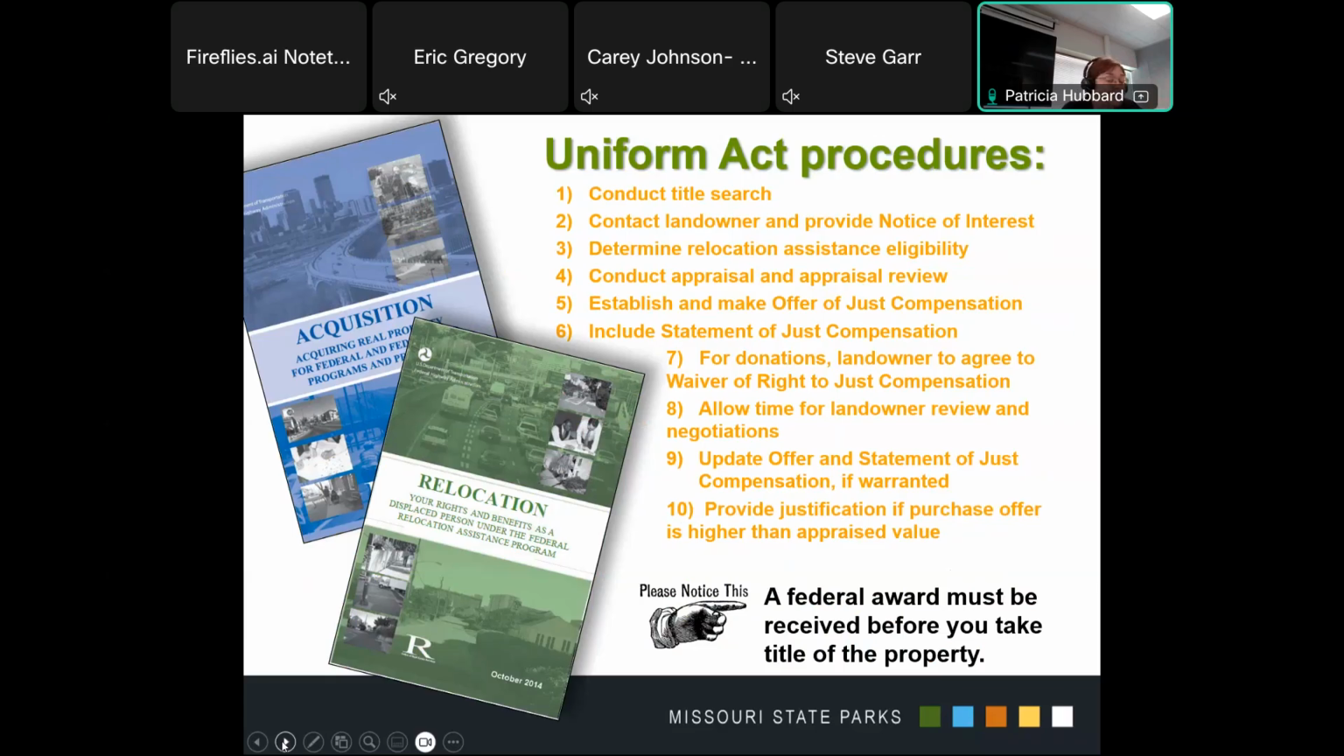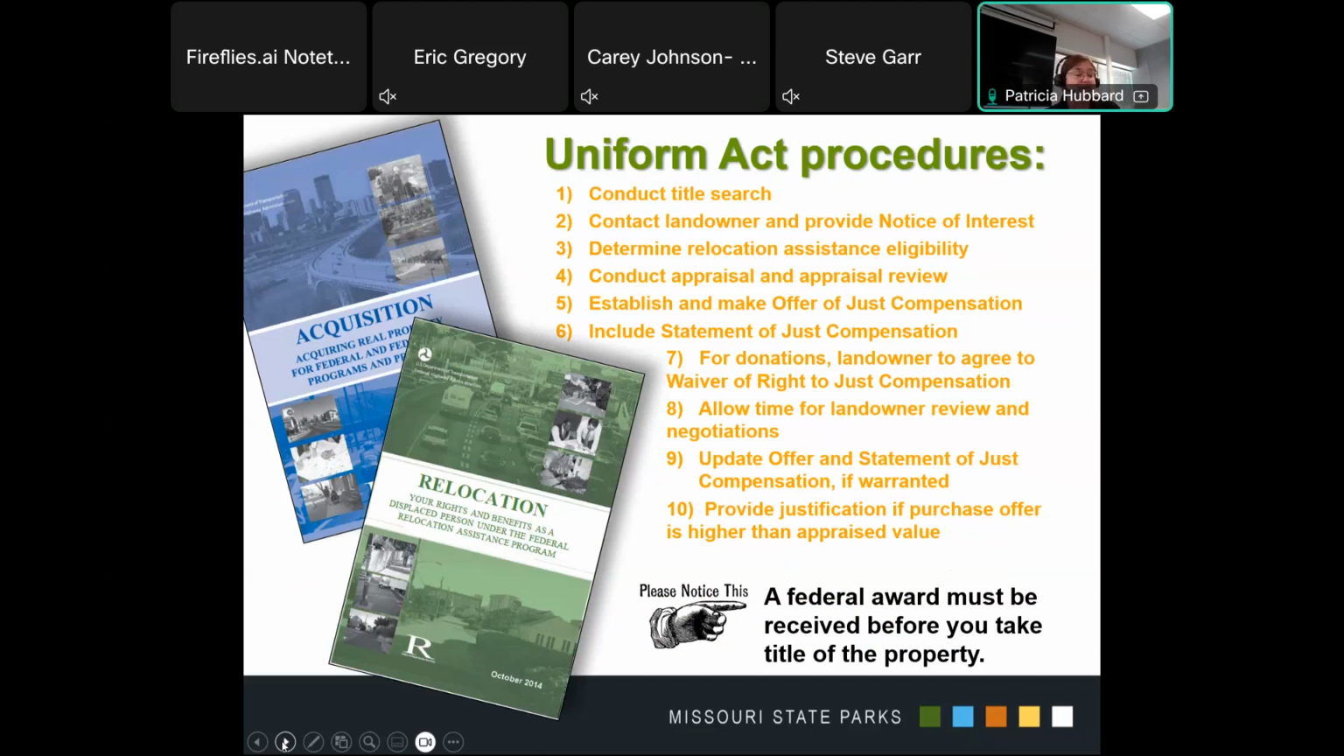So number 8, landowner negotiations. Once the landowner has received the offer of just compensation and statement of just compensation, the owner must be given a reasonable opportunity to consider the offer and present any additional information or material the owner believes is relevant to determining the value of the property. The owner must also be given opportunity to suggest modifications to the proposed terms and conditions of the purchase.